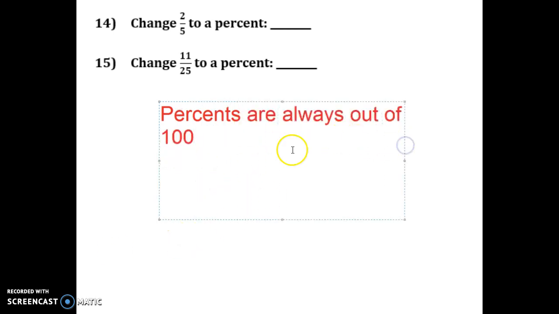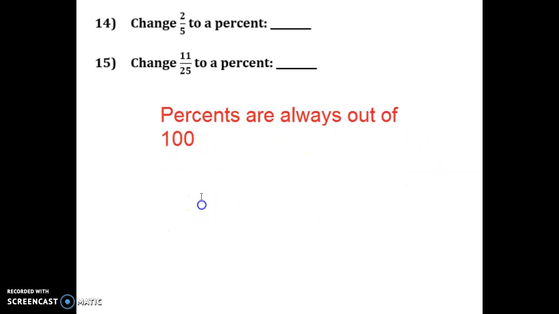So if it wants to know what the percent is, I'm just going to say something over 100 equals 2/5, right? And this becomes super easy because, look, 5 times what equals 100? Well, we know 5 times 20 equals 100, right? If I multiply the bottom by 20, I have to multiply the top by 20, and then you'll have your answer. 2 times 20, the answer is going to be up here.